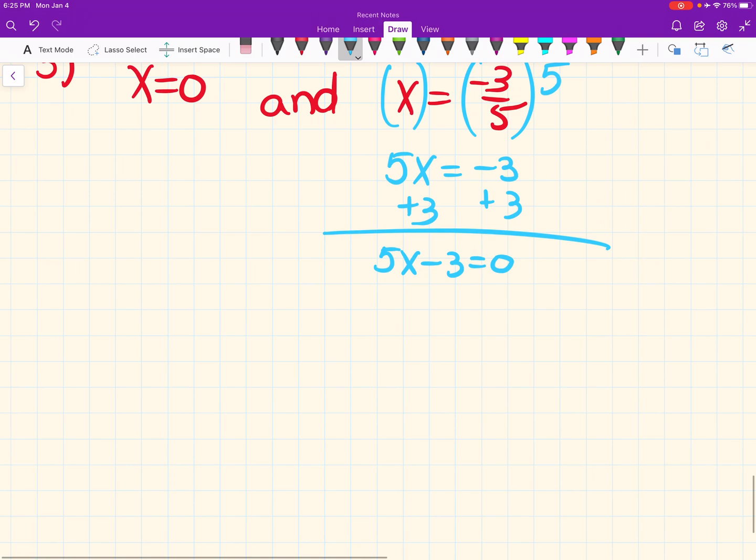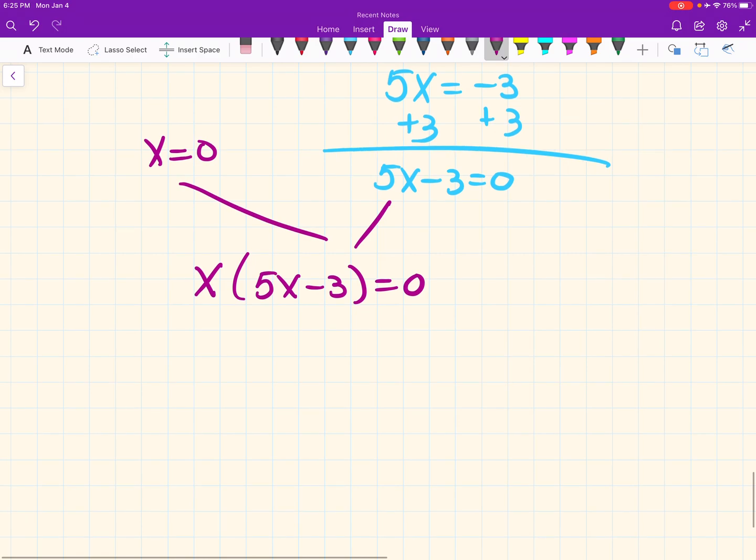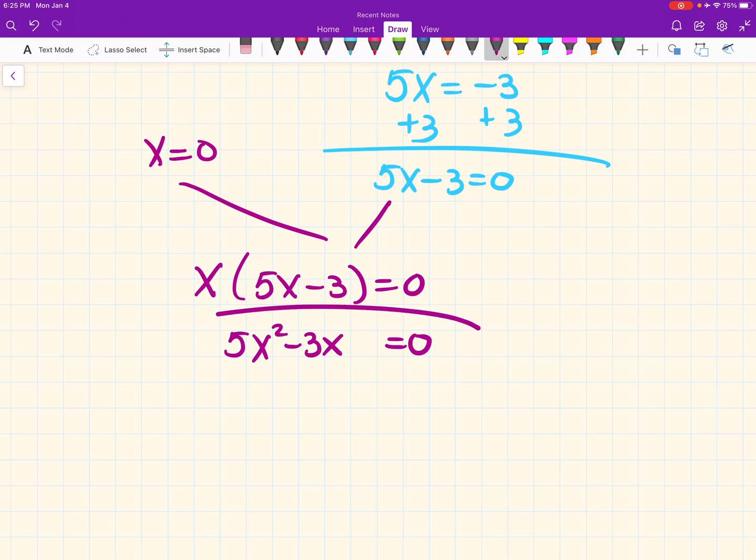And over here, we already have x equals 0. So let's bring it together. x is my first factor, and then 5x minus 3 is my other factor. So in this one, we just need to distribute. So it's 5x squared minus 3x equals 0. Well, some people are going to say, well, that's not ax squared plus bx plus c. Well, c is 0 in this case, so we don't need to write it. And so that's my final answer for that one.